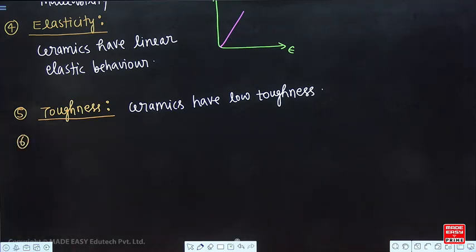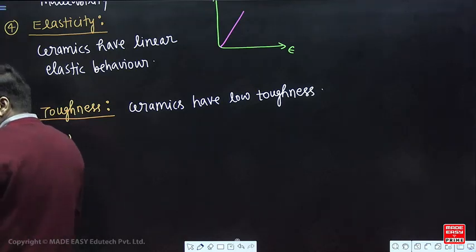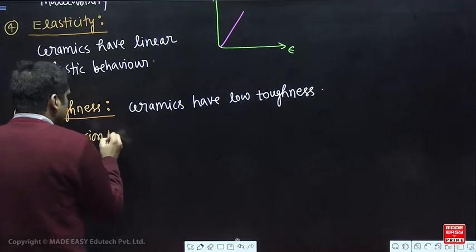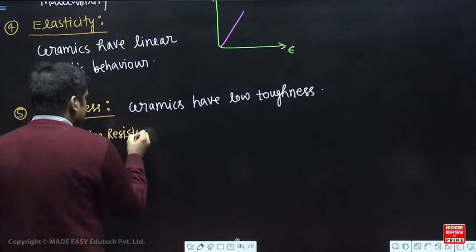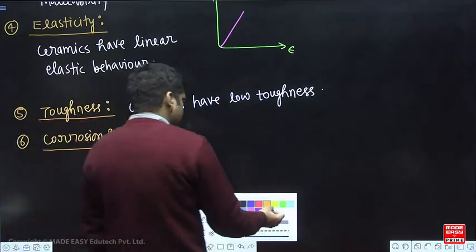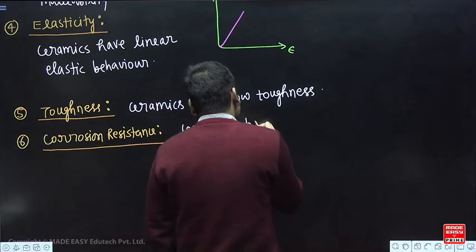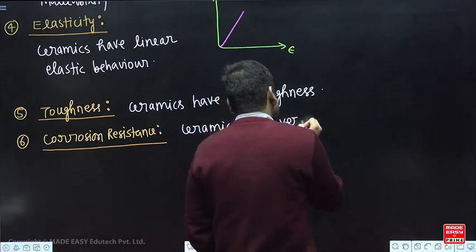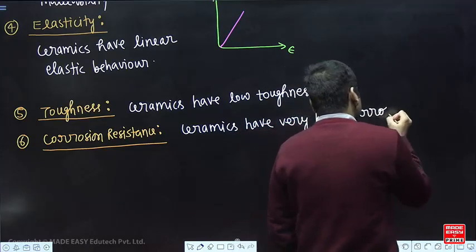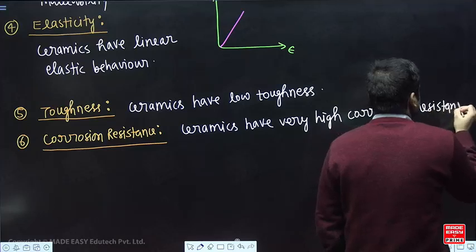The sixth one is corrosion resistance. Since they are very strong materials, they cannot be easily further oxidized, so their corrosion resistance is very high. Ceramics have very high corrosion resistance.